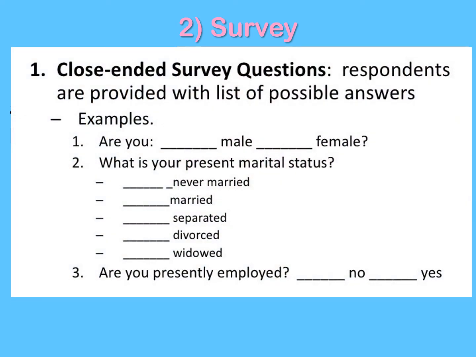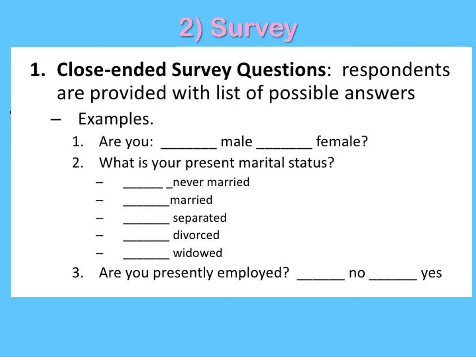There's closed-ended surveys where you have to choose from pre-designated answers like this one. Are you male, female? What is your present marital status? Are you presently employed? Yes, no, you have to choose from these. The upside to these is that you get very clear information and you can get good statistics from this.